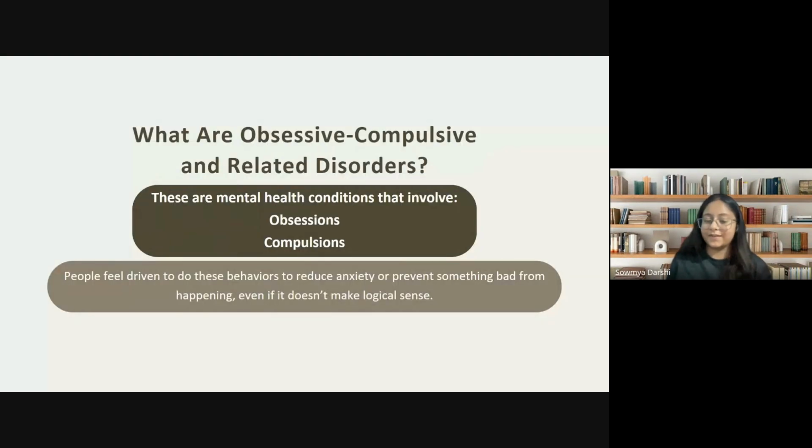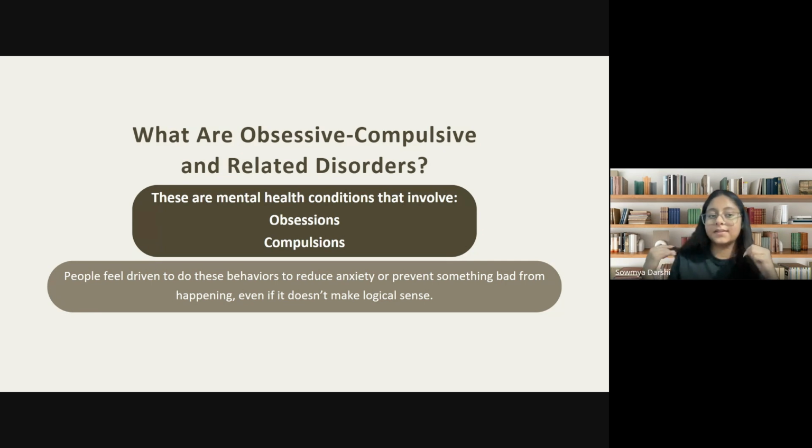So, what are obsessive compulsive and related disorders? These are mental health conditions that involve obsessions and compulsions. Obsessions like repeated intrusive thoughts or urges that cause distress. And compulsions are repeated actions or mental acts that a person feels like they have to do to reduce anxiety.